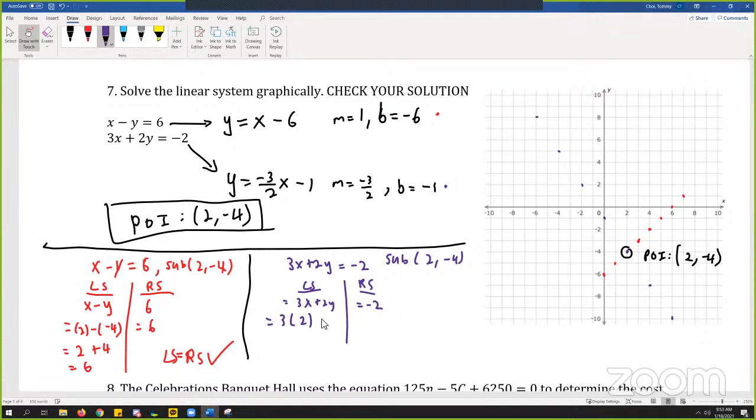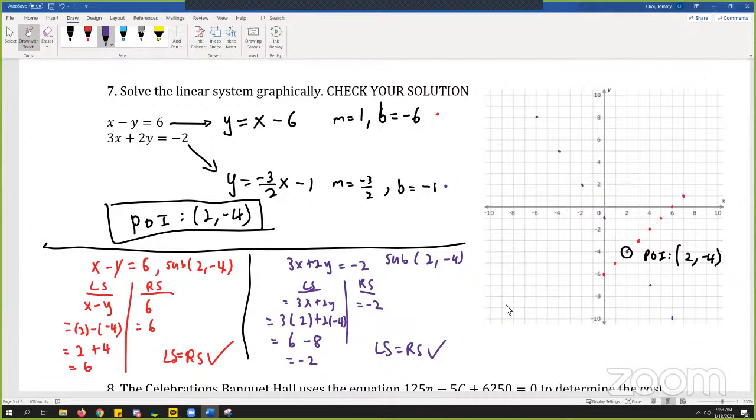We plug in our points. We get 6 minus 8, which is negative 2. So left side equals right side. And we're good. We've checked our work. So this is the full solution. I'm going to go through this one more time with an explanation. If you're copying, keep copying, and then as well as listen to my explanation.